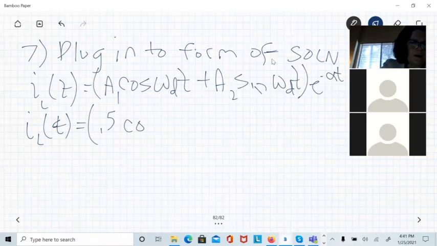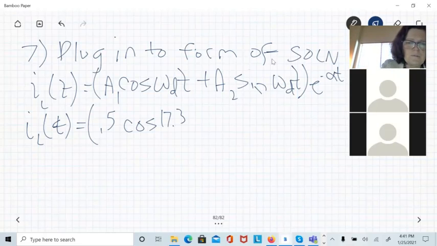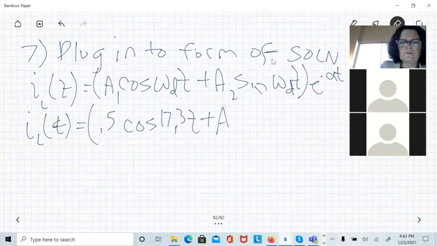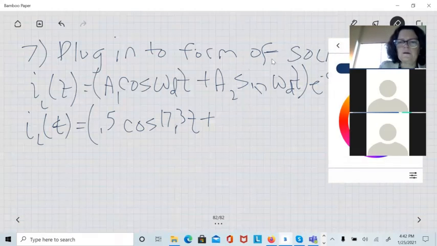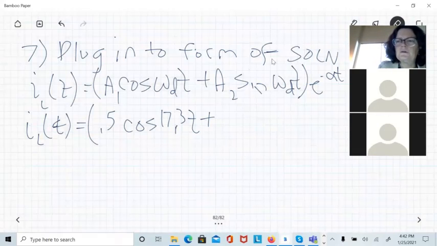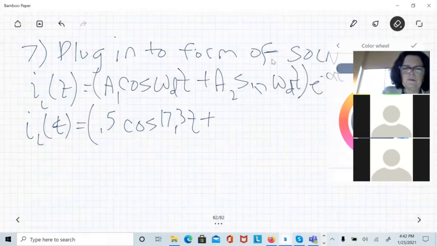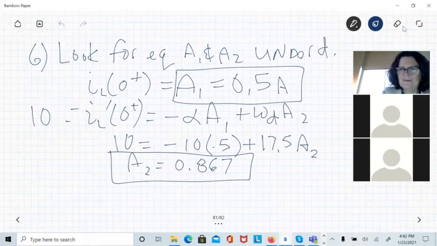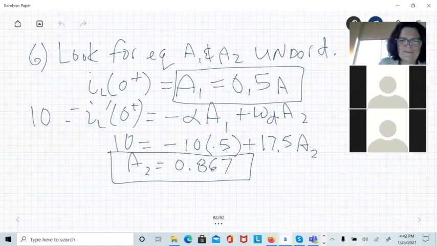0.5 cosine, and omega d was 17.3. My decimal points are having trouble. 17.3 t plus A2. Oh, wait. We have a number for that. I do have an eraser tool. Here, can I move you guys out of the way so I can do this? No, I don't want the color. Okay. A2 is 0.867. Now I have to move you guys back up.